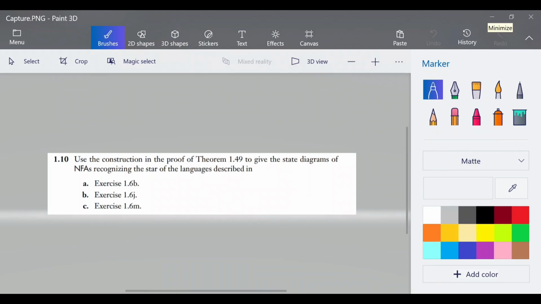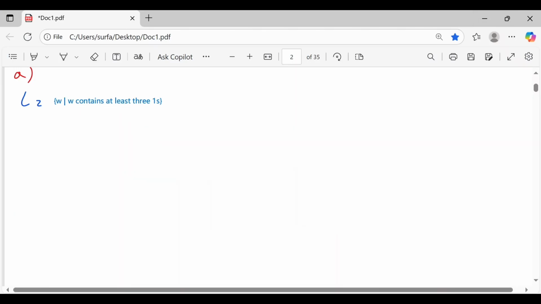In part A, we're gonna solve the parts of question number 6 that we solved before, but with this theorem and this idea. The first part is question 1.6 part B, and then part J, and then part M, that I wrote all of them in my notebook.